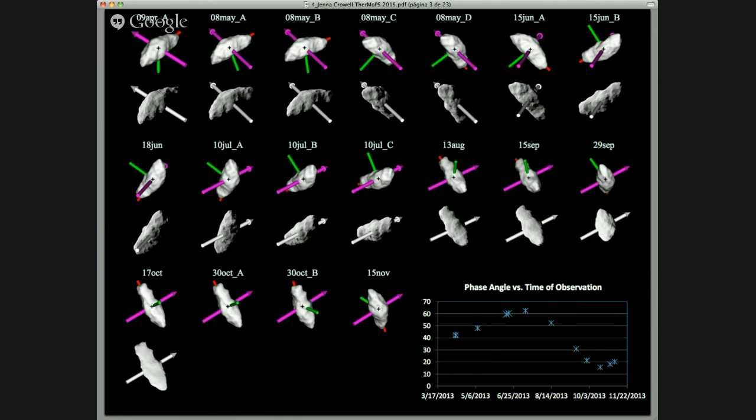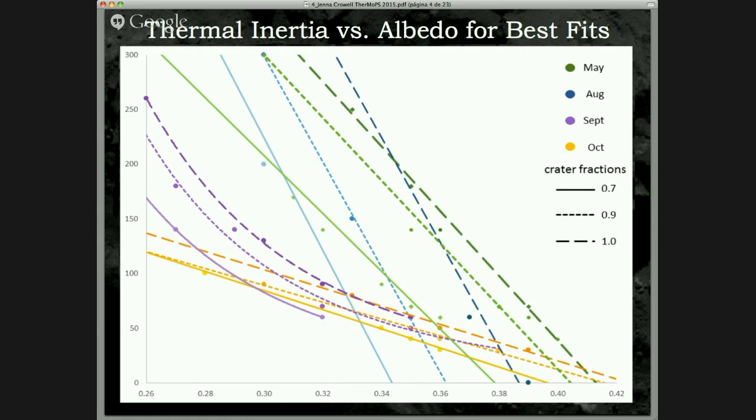Now, I realize this is kind of a mess of lines here, so give me a second to explain what you're looking at. For May, the May is going to be the green lines. And what I did here was I was plotting the best fit, so one that was like a perfect fit for the data. And this is thermal inertia here as the y-axis and albedo. Now the units for thermal inertia is just standard SI units.